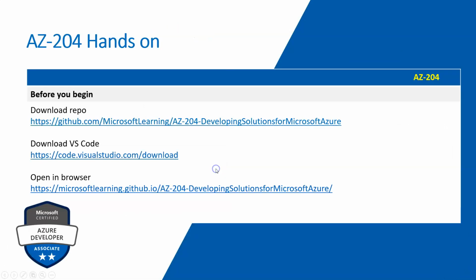Okay, now before we dive into the practical session, we need to have these things in place. First of all, we need to download the Git repo from Microsoft Azure. We also need to have VS Code installed on the machine, and I want you guys to open this particular URL in one of your browser tabs.